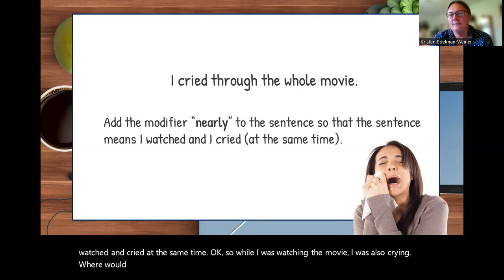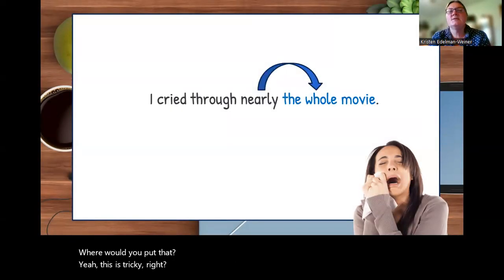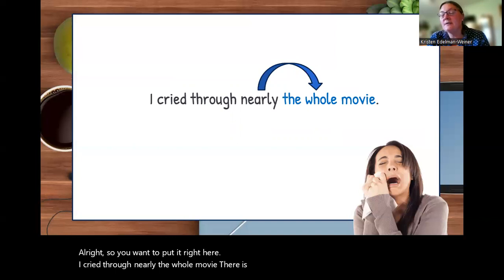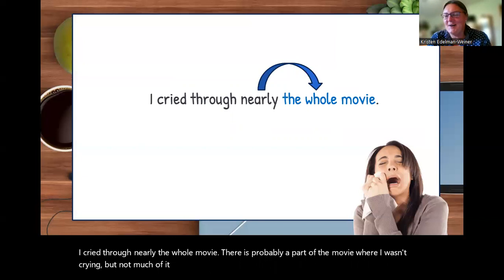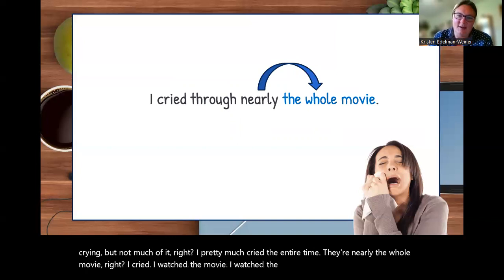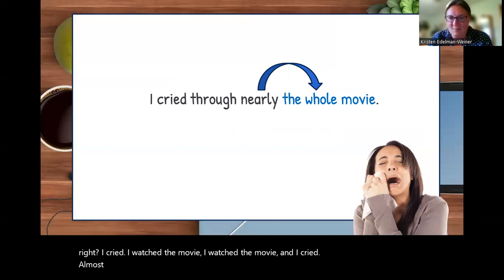Where would you put that? Yeah, this is tricky, right? All right. So you want to put it right here. I cried through nearly the whole movie. There's probably a part of the movie where I wasn't crying, but not much of it, right? I pretty much cried the entire time through nearly the whole movie, right? I watched the movie, and I cried almost the whole time. Almost the whole time.